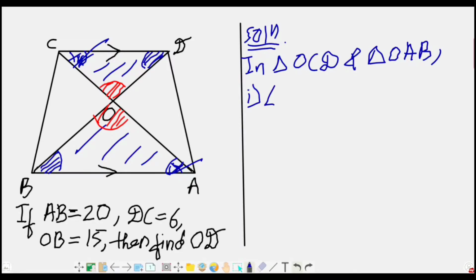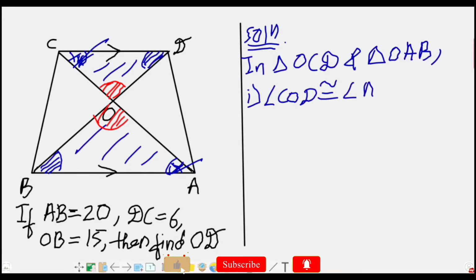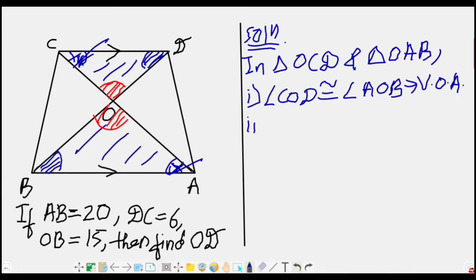Now, first of all, any two triangles, you can write the angles in any sequence. So, angle COD is congruent to angle AOB. The reason for this is that they are vertically opposite angles. I'm writing in short form, but you have to write in full form.